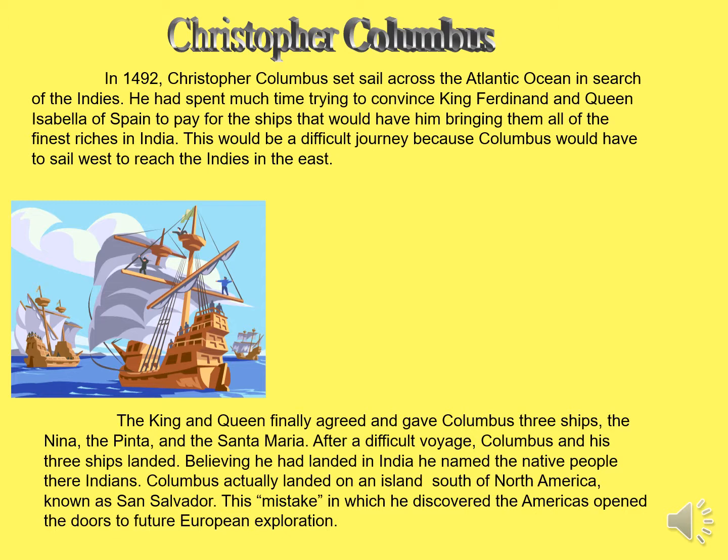He takes 3 ships, the Nina, the Pinta, and the Santa Maria. And after a difficult voyage, he lands believing he was in the East Indies, but he wasn't. He was actually on an island south of North America known as San Salvador. And so he discovered America. Now we say he discovered America because it was a European discovery. So for them it was a discovery. Obviously for the Native Americans who lived there before, it wasn't a discovery, but for Europe it was.